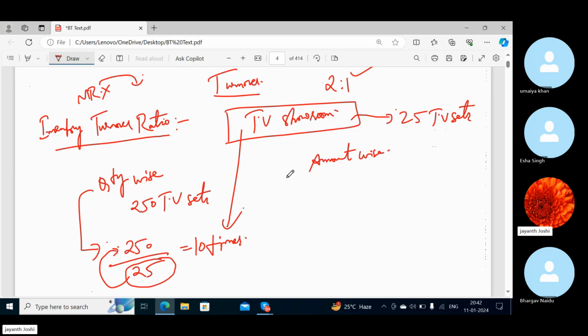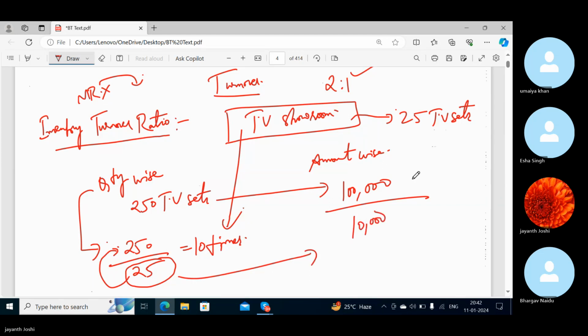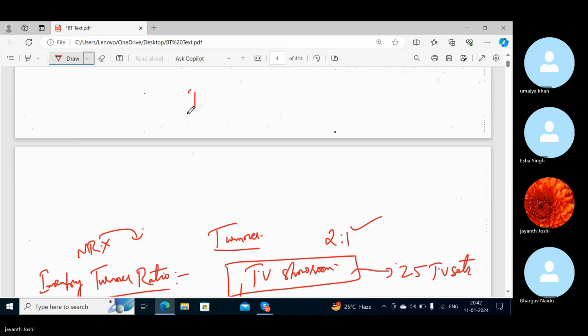And if I say amount wise, let's say 250 TV sets cost $100,000 and 25 TV sets cost $10,000. So I will call this COGS and I will call this average inventory or stock. So what is my turnover ratio here? The inventory turnover ratio, or stock turnover ratio, the formula for inventory turnover ratio is COGS by average inventory. I'll write the formula also here.